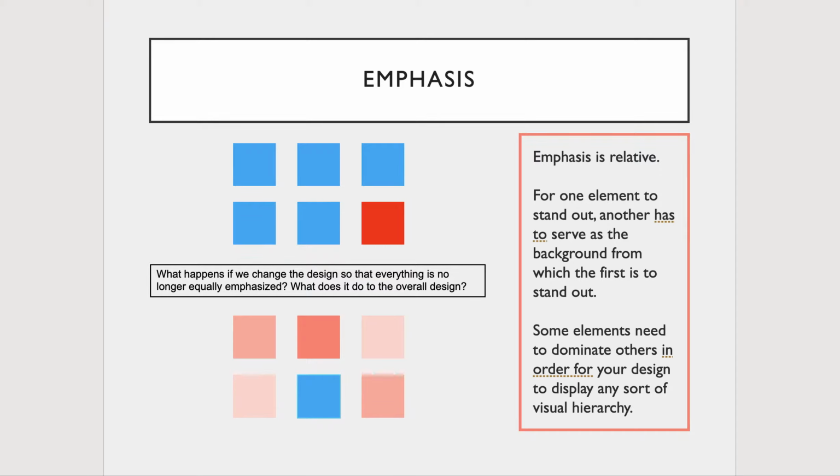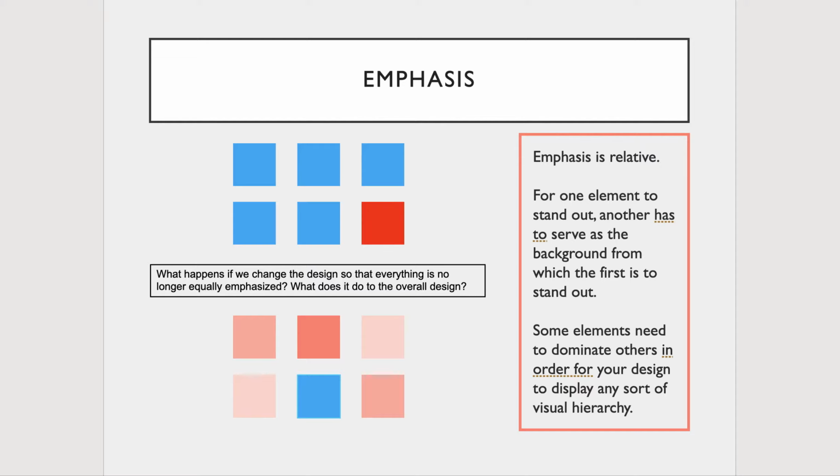What happens if we change the design so that everything is no longer equally emphasized? What does it do to the overall design? So I've taken the first set of 6 cubes, and in the one above the box, I've just changed one of them to red. And then the one below, they're all pink, but one of them's blue. So emphasis is relative. For one element to stand out, others have to serve as the background from which the first is to stand out.